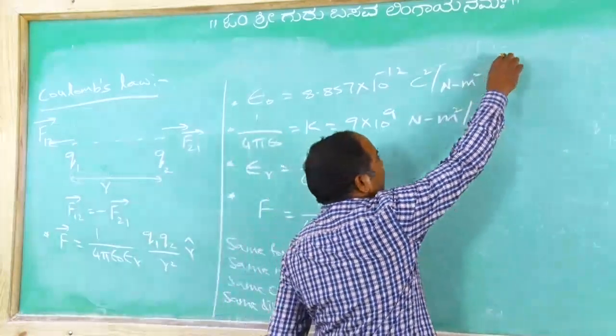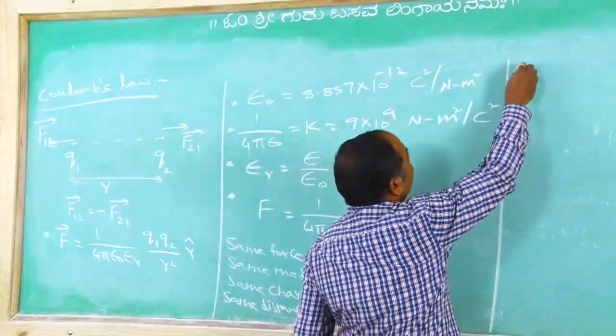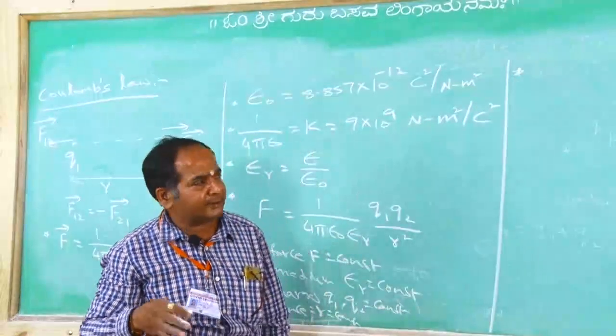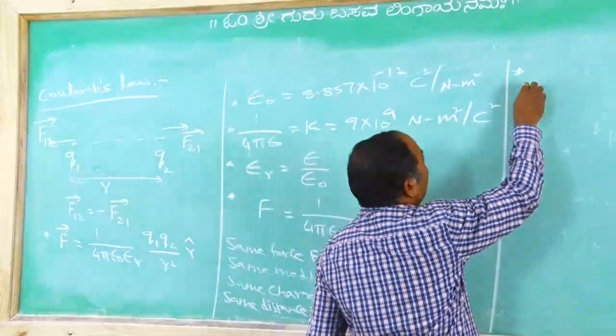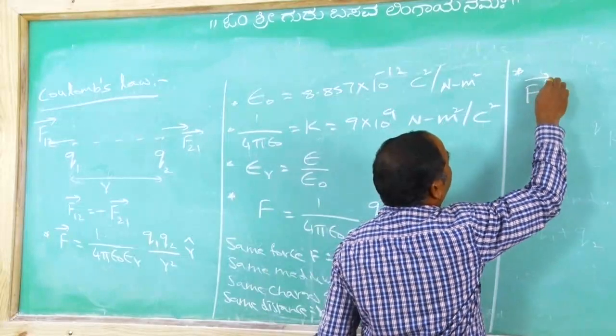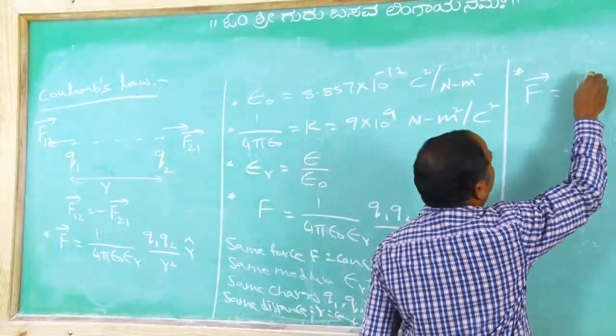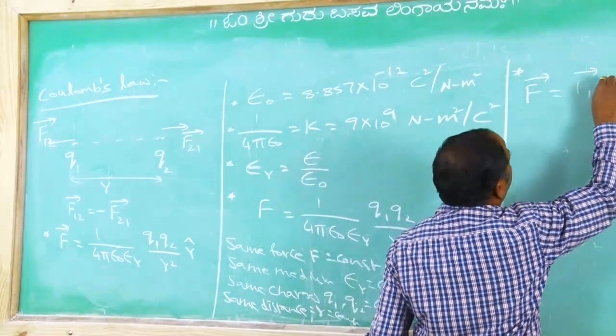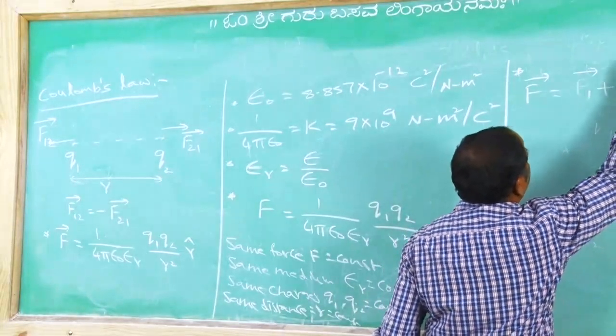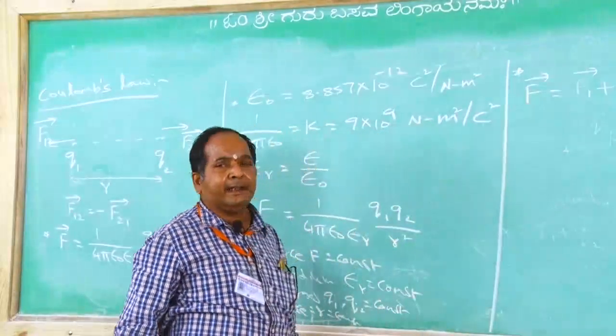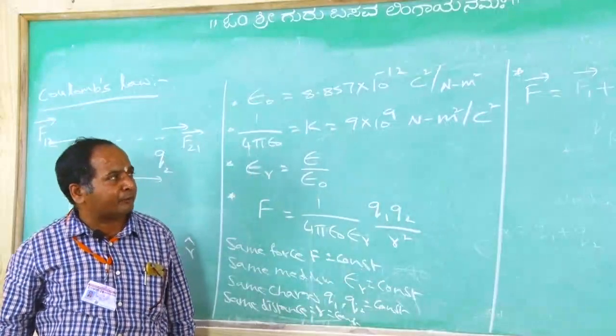The other one: suppose more forces are acting, then always the net force should be equal to the vector addition of the forces. That means F bar is equal to F1 bar plus F2 bar.